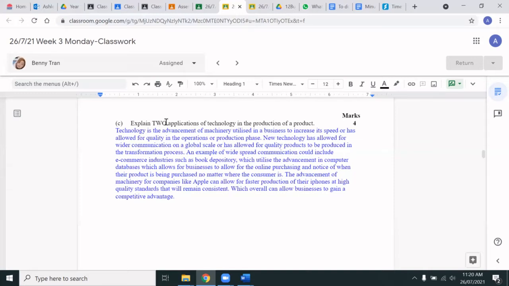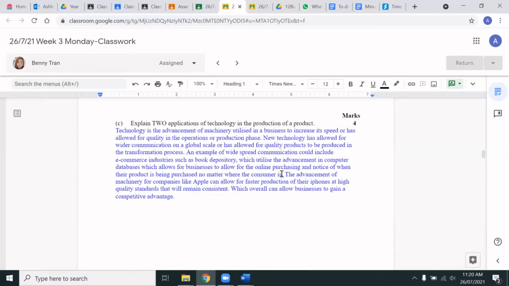Now it's asking for 2 examples here and you to explain how they're using in the production process. An example of widespread communication would be e-commerce, Book Depository, which utilize the advancement in computer databases.